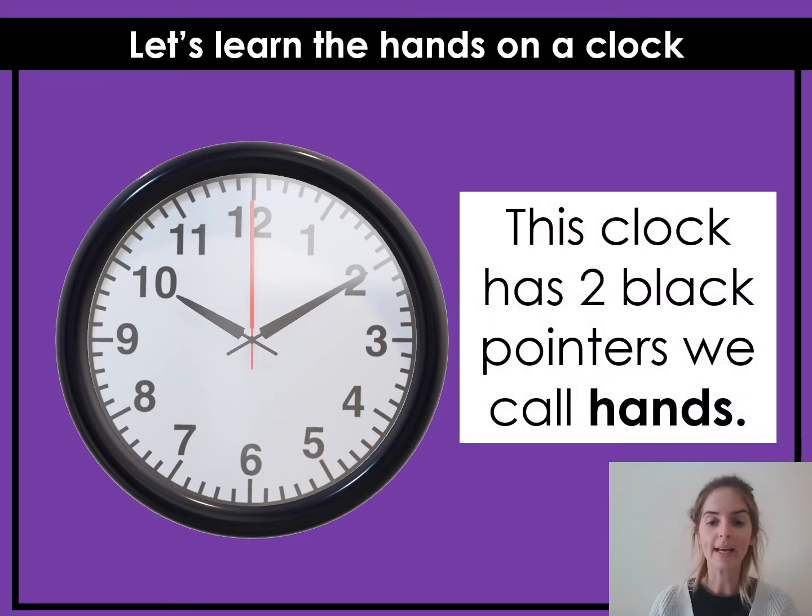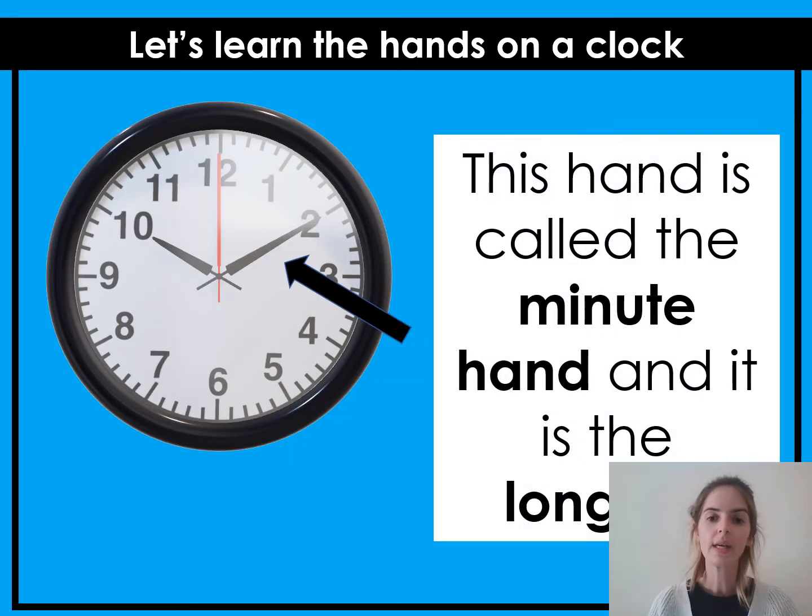This clock has two black pointers and we call them hands. So here they are. We've got one here and another one here. This hand is called the minute hand and it is the longest. So as you can see, boys and girls, it's pointing here to our long hand, and our long hand is called the minute hand.